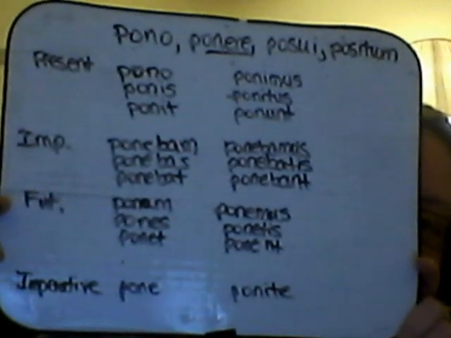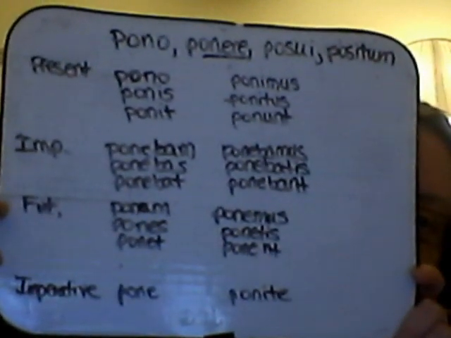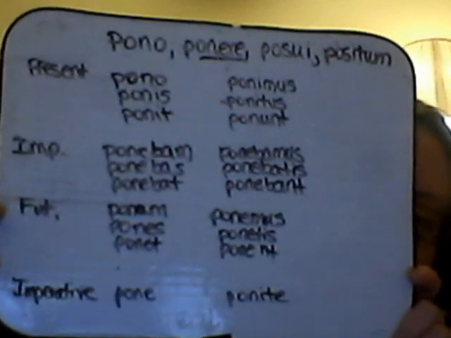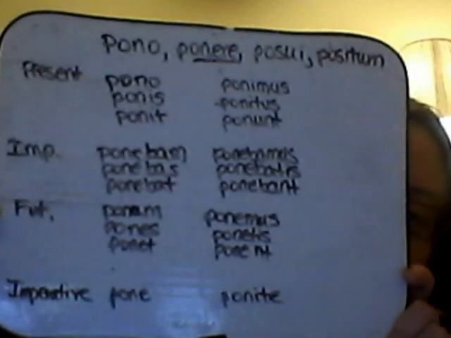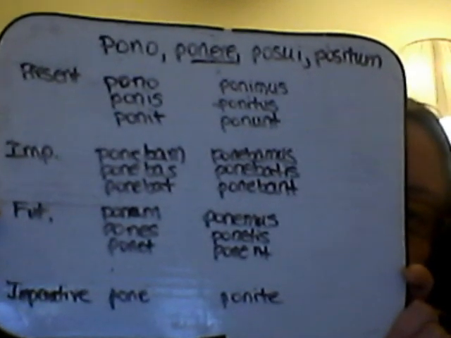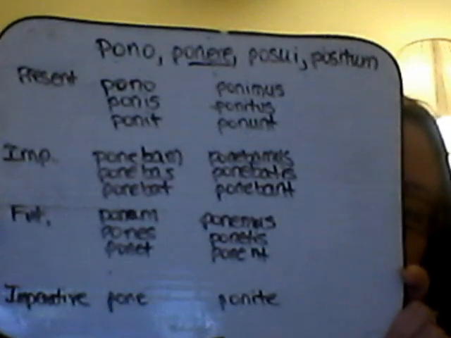Okay, what about the imperative? Do you remember? If you don't, you turn to page 124. Remember, it ends in E for the singular and ITE for the plural. So that's pone and ponite. If you need this example, you pause, you look at it. I'm running out of time, so pause it, write it down. Make sure you have the endings right. Remember, it's AM, ES, ET, EMUS, ETIS, ENT for the future.